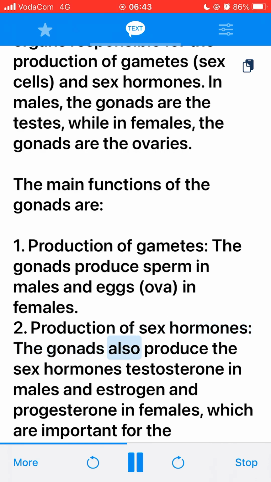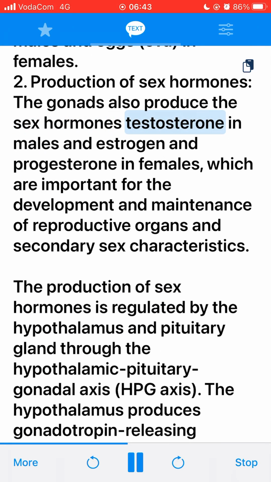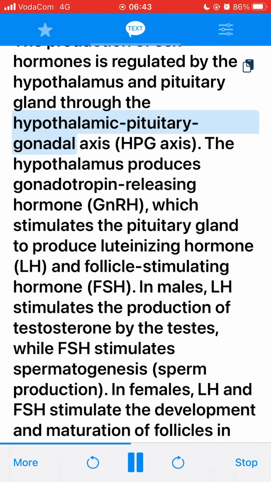The gonads also produce the sex hormones testosterone in males and estrogen and progesterone in females, which are important for the development and maintenance of reproductive organs and secondary sex characteristics. The production of sex hormones is regulated by the hypothalamus and pituitary gland through the hypothalamic-pituitary-gonadal axis (HPG axis). The hypothalamus produces gonadotropin-releasing hormone, GnRH, which stimulates the pituitary gland to produce luteinizing hormone, LH, and follicle-stimulating hormone, FSH.